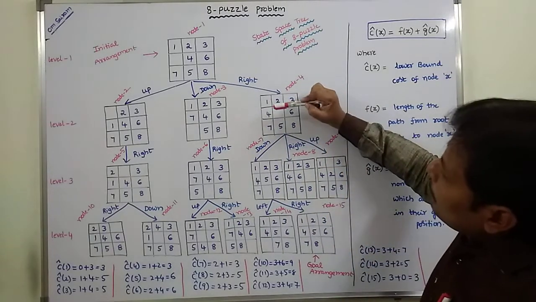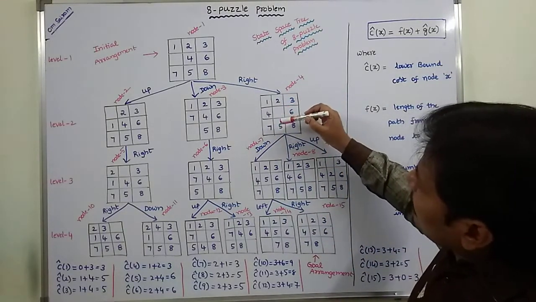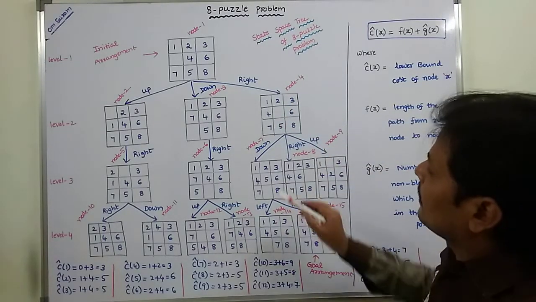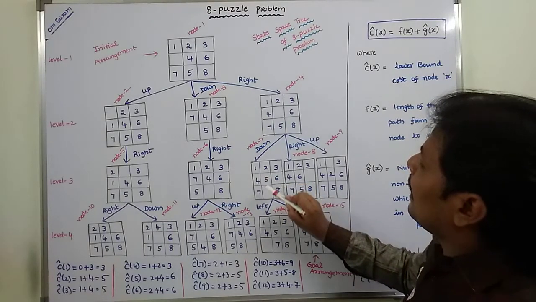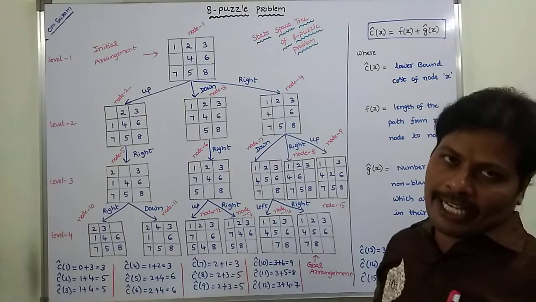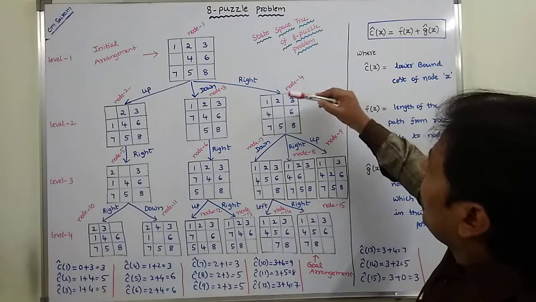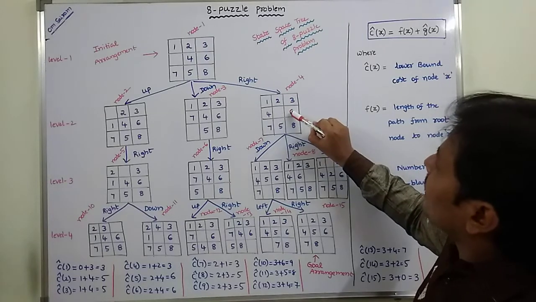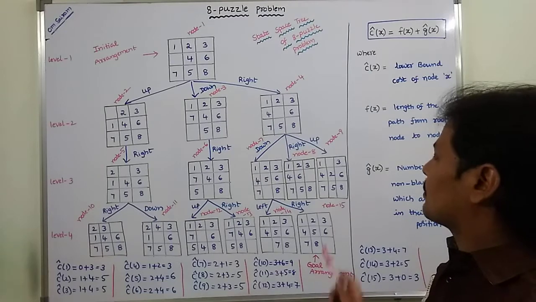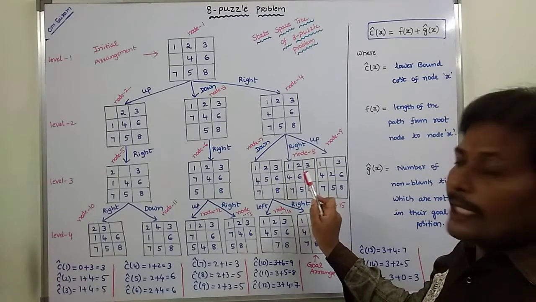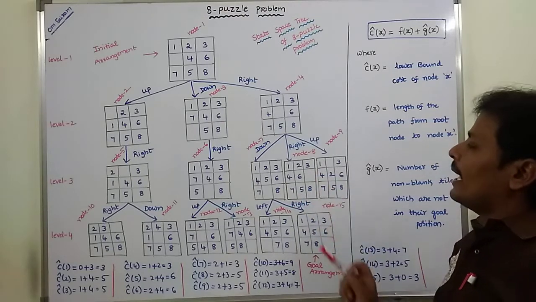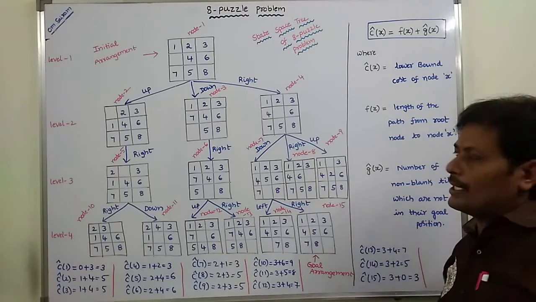Okay. Suppose the empty slot can be moved to the down direction. The fifth tile can be moved to this place, and the empty tile can be moved to this place. The remaining tiles cannot be changed. Okay. Next one, the empty tile can be moved to the right direction. The sixth tile can be moved to this place, and the empty tile can be moved to this place. So it becomes node 8. The remaining tiles cannot be changed.